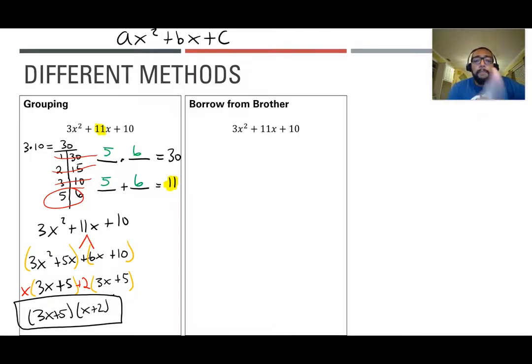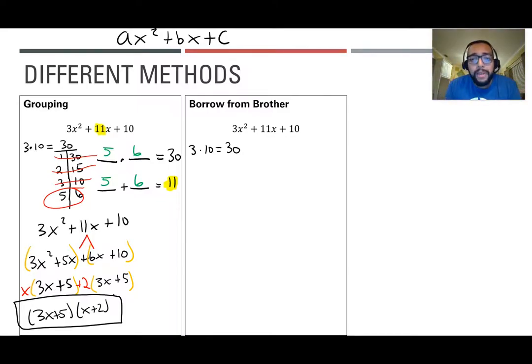Okay, borrow from brother, same thing as the first step. Multiply 3 times 10, which is 30. The whole concept for borrow from brother is essentially I want to go back to where my A value is just 1. That was nice. That was easier, and it wasn't as stressful for me. So that's the mentality: I want to go back to saying A is 1.